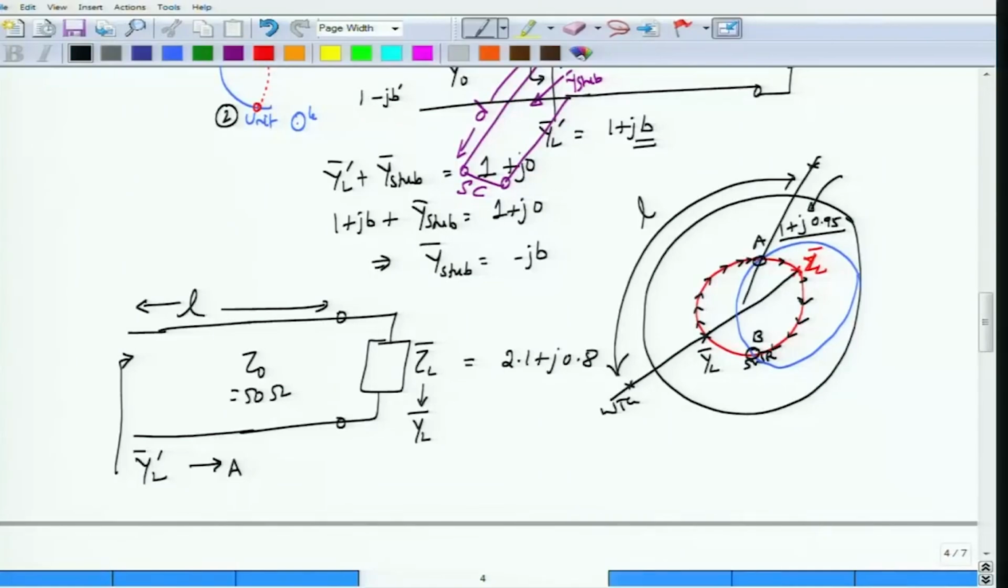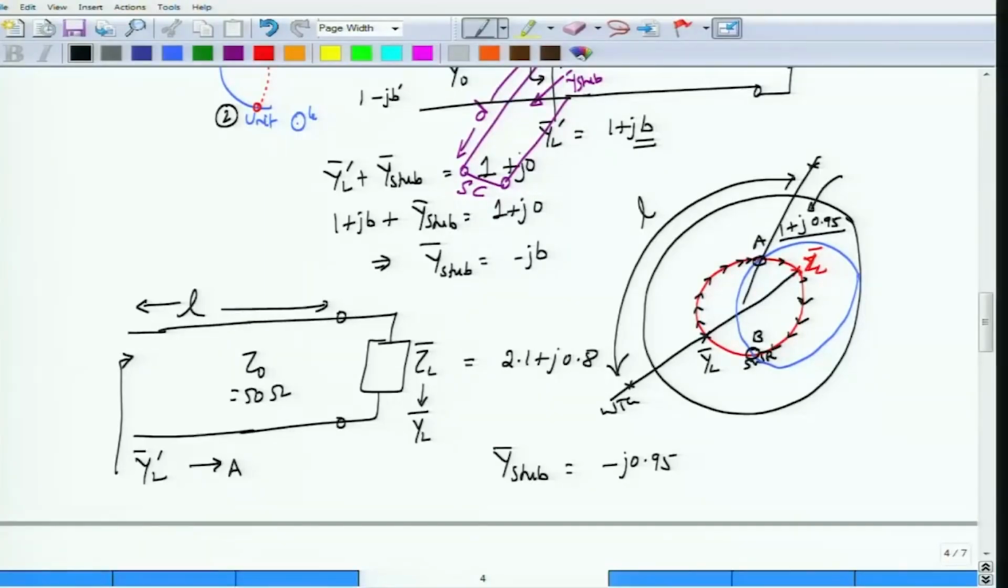So at YL prime we have seen that the admittance is equal to 1 plus j 0.95. Therefore, the normalized stub admittance that you require in order to obtain impedance match is minus j 0.95. And on this stub network, where should I move towards? From the short circuit point I should be moving towards the generator, so that at a certain length d the normalized stub admittance will be equal to minus j 0.95.